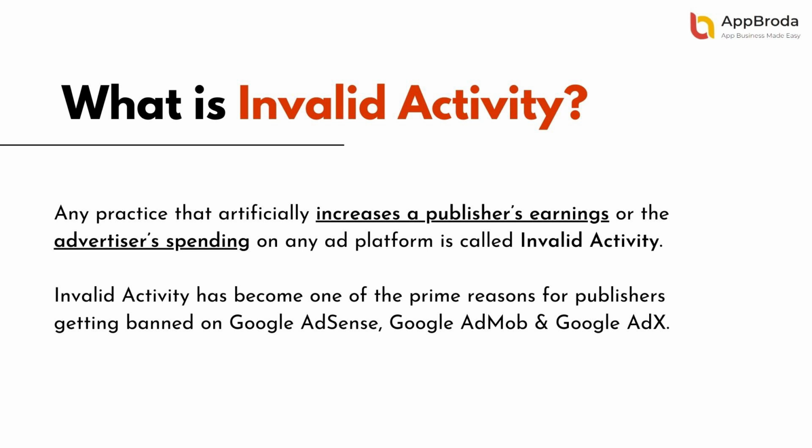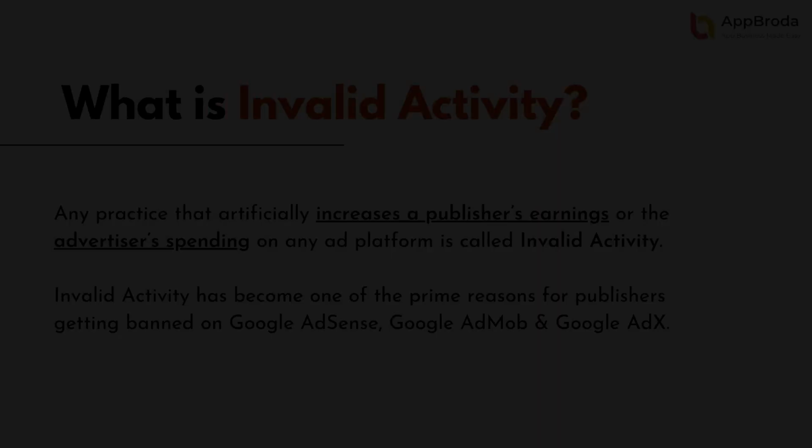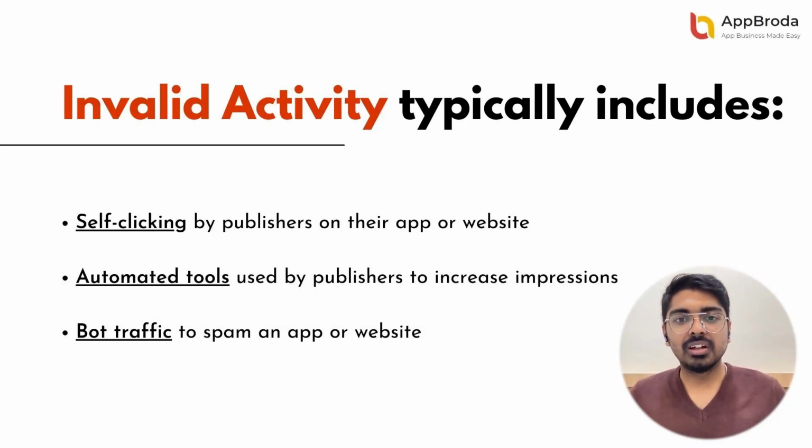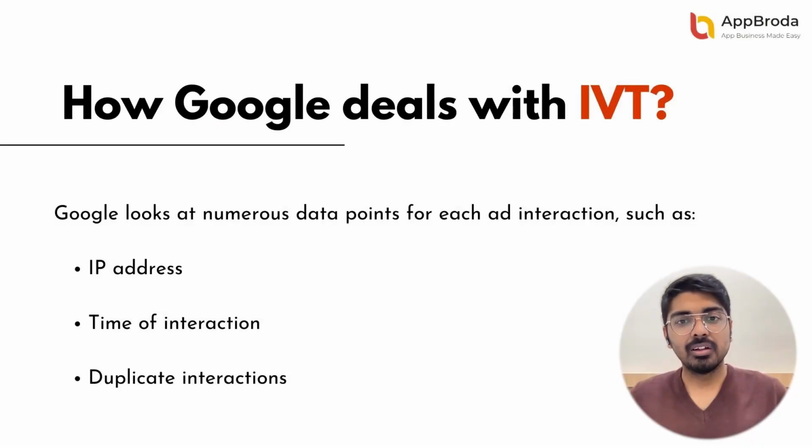Google defines invalid activity as any interaction that doesn't come from a real person with a real interest in an ad. This practice artificially increases a publisher's earnings or the advertiser's cost on an ad platform. Invalid activity typically includes self-clicking ads by publishers, automated tools to increase impressions, or bot traffic to spam an app or a website. Due to this, invalid activity has become the prime reason for publishers getting banned on Google's platform.